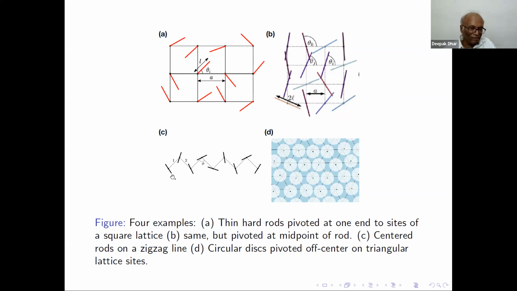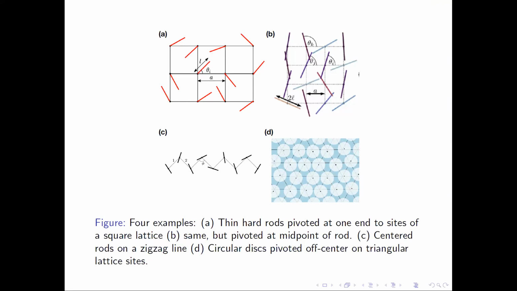And C is again very similar. So again, you have a lattice. In this case, we are just taking a 1D lattice for simplicity. But the lattice is a zigzag line, instead of a straight line. And at each site, there is a centered rod.